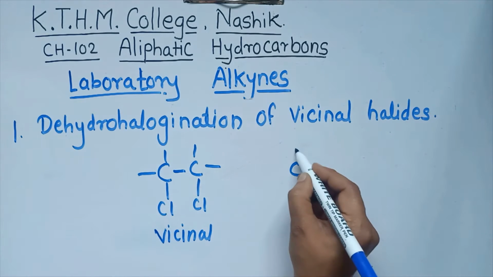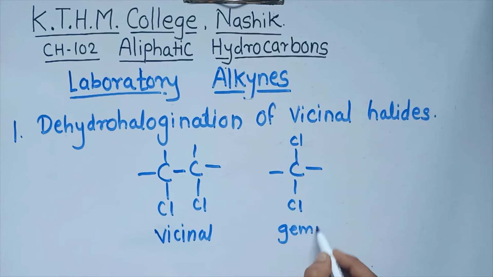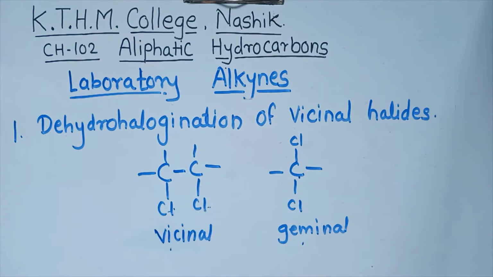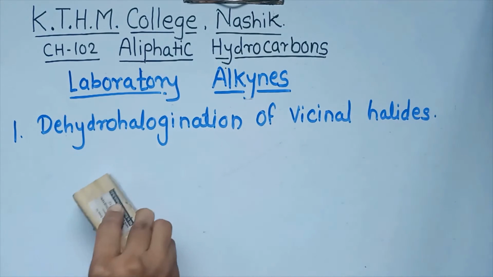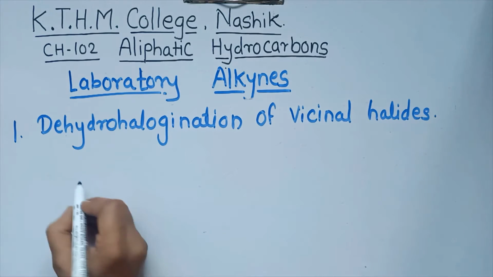And if these halogens are present at the same carbon atom, then it is known as geminal halides. Halogens present at the same carbon atom is called geminal halide, while halogens present at adjacent carbon atoms is called vicinal halide. So our first laboratory preparation is dehydrohalogenation of vicinal halides. De means remove. We remove the hydrogen and halogen from vicinal halides and we prepare the alkynes. So we see the example, then this idea gets clear.